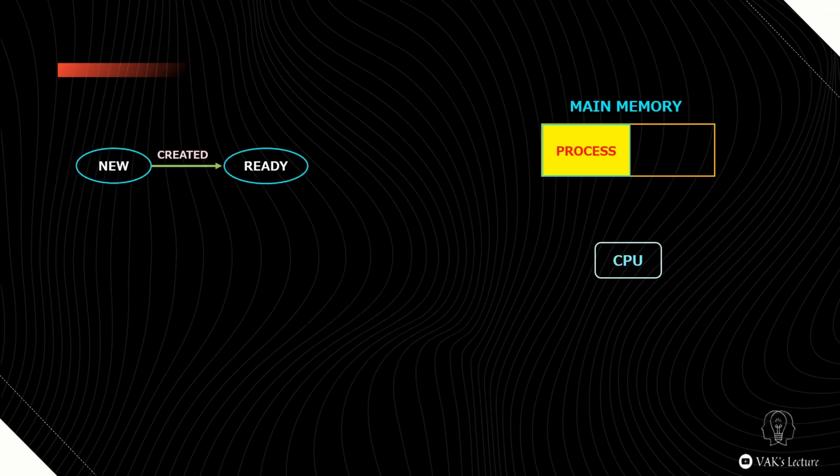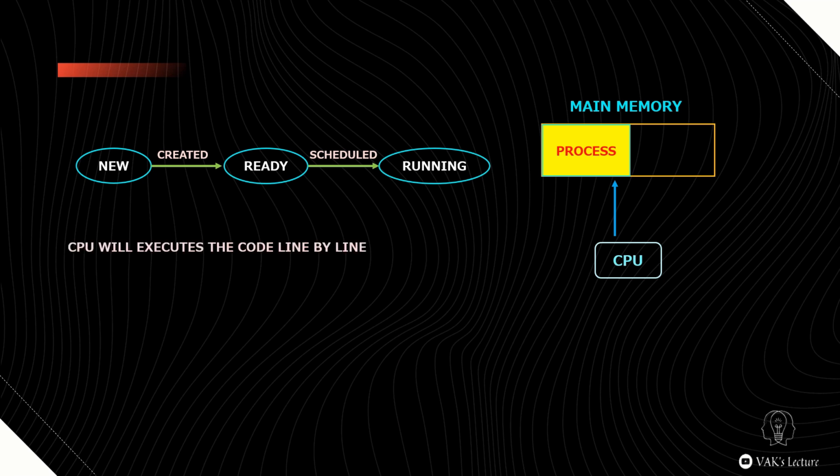Now, after waiting for some time in the ready queue, the process will be scheduled for execution. The CPU will start executing the process. When the CPU starts executing the process, at that time, the process transits to the running state, where the CPU executes the process. The CPU will execute the executable code line by line. Now, again, it can go back to the ready state from the running state. But how? Let us see.